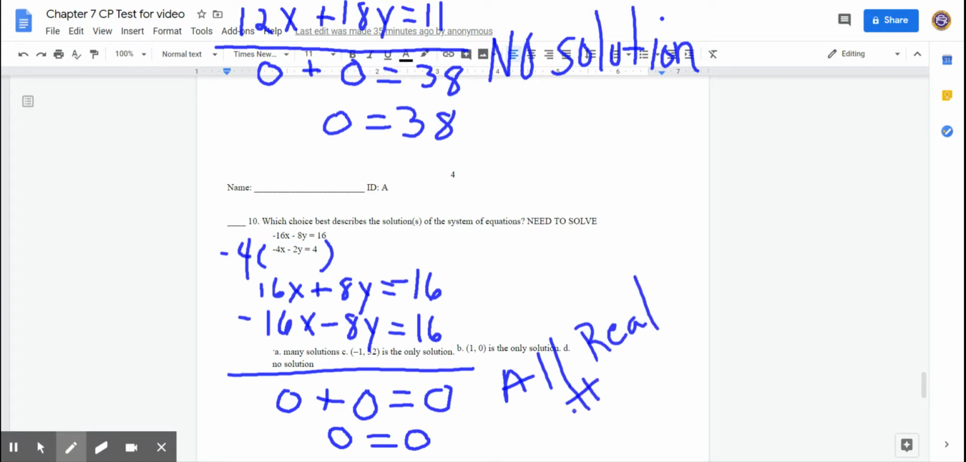numbers or many solutions. Again, if you just circled an answer and didn't show me work, you did not receive any credit. You need to show me the work, so that I know that you saw 0 equals 0 and drew that conclusion. Remember, I don't write down all real numbers. I use that funny looking R, which is the symbol for all real numbers.